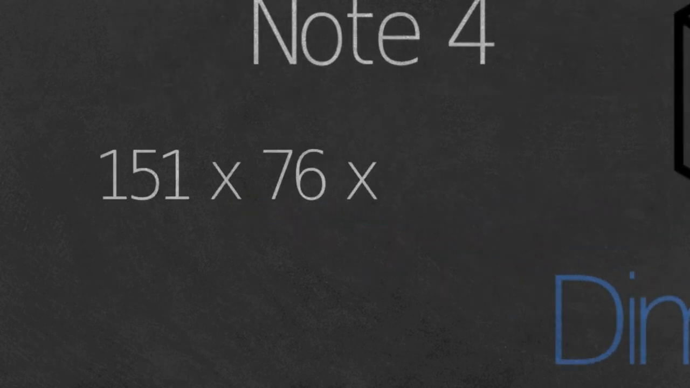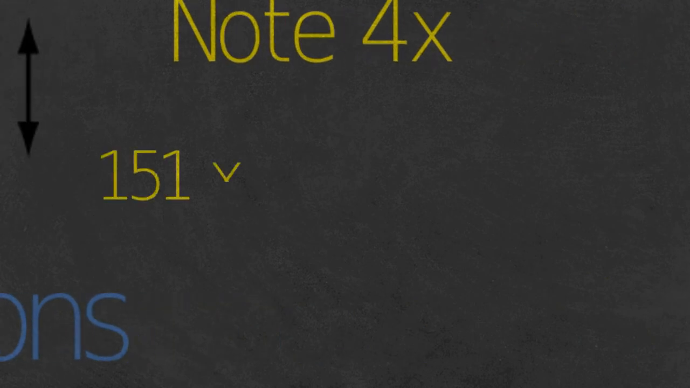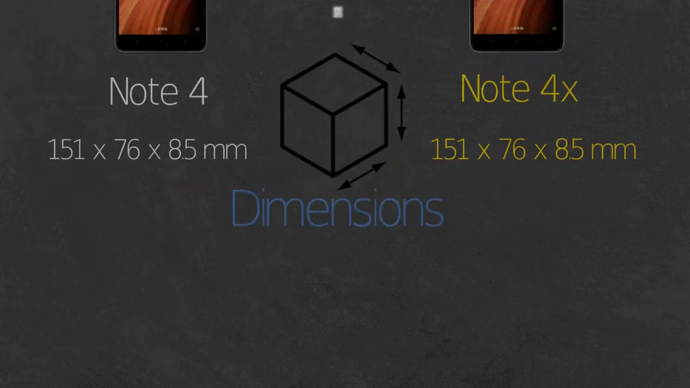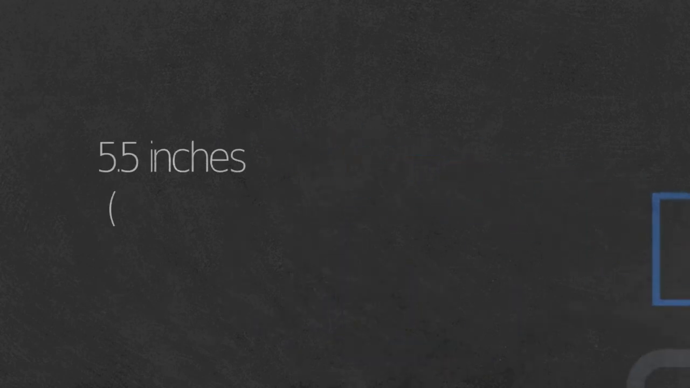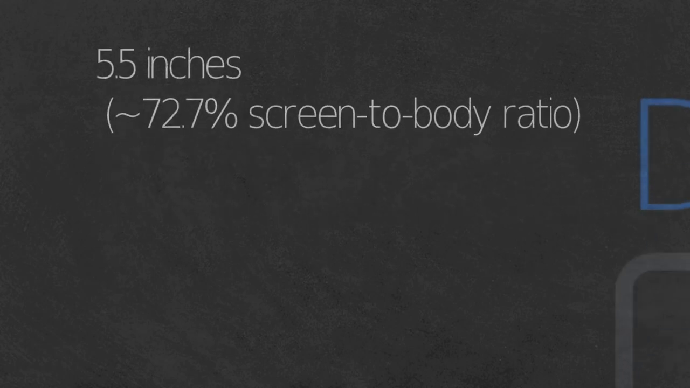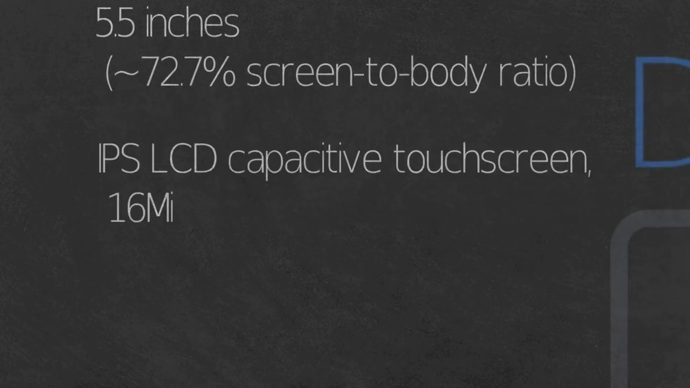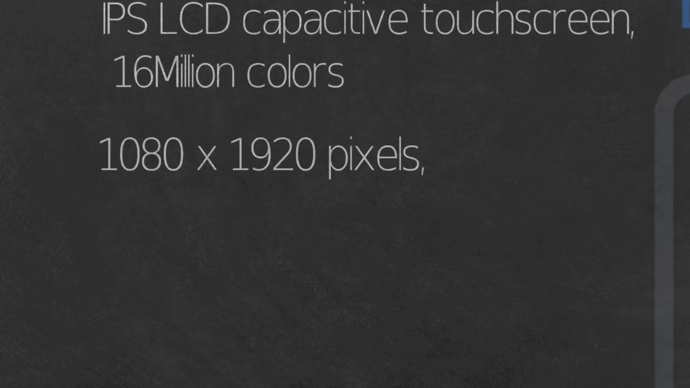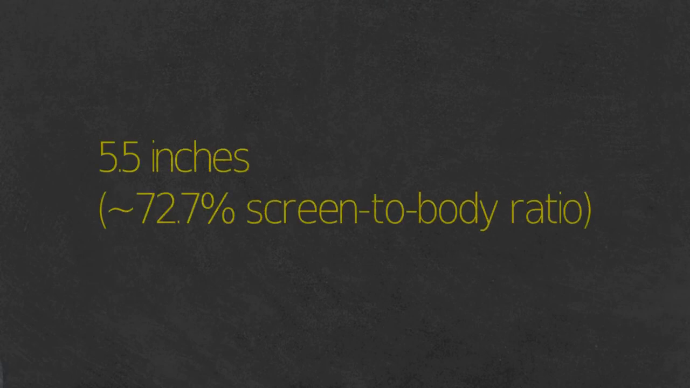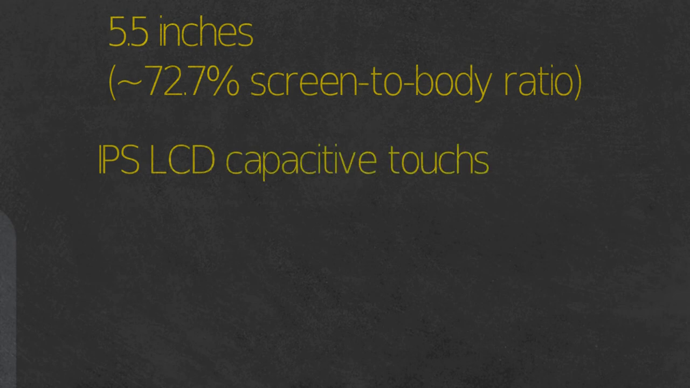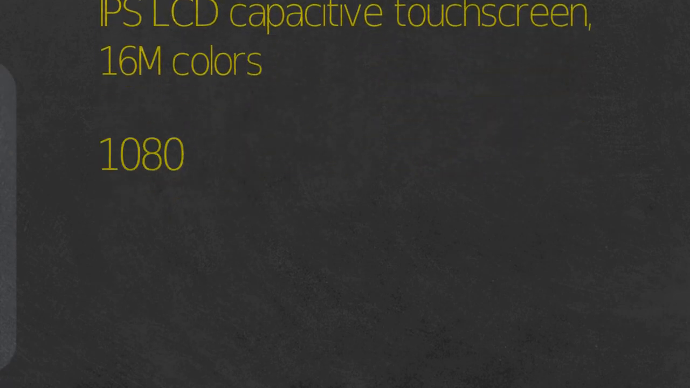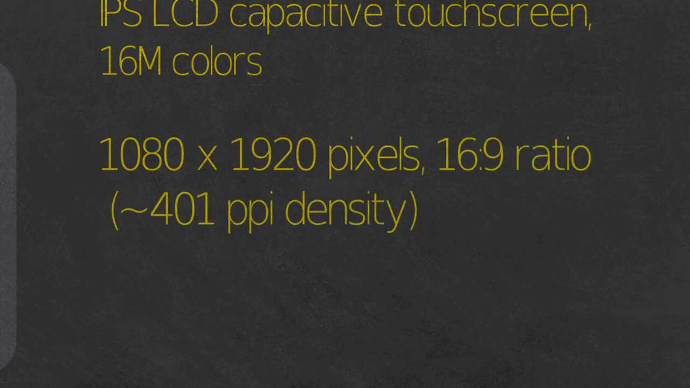Redmi Note 4 comes with 151x76x8.5mm, and the Redmi Note 4X also comes with exactly the same dimensions. Talking about the display, the Redmi Note 4 has 5.5 inches and 72.7% screen to body ratio, and comes with an IPS LCD capacitive touchscreen with 16 million colors. The display of this phone has a resolution of 1080x1920, which is also exactly the same as the Redmi Note 4X, which is quite the same as similar phones.